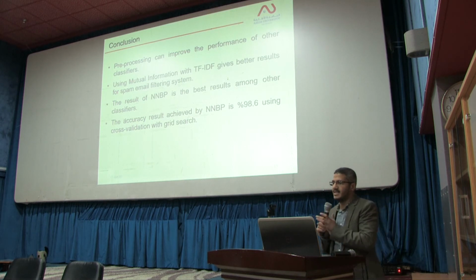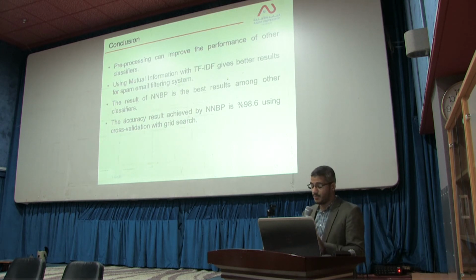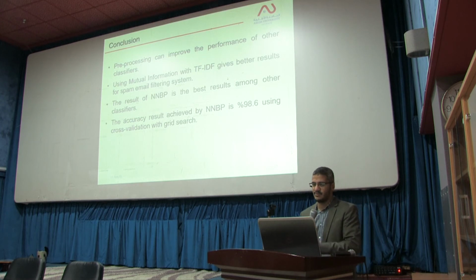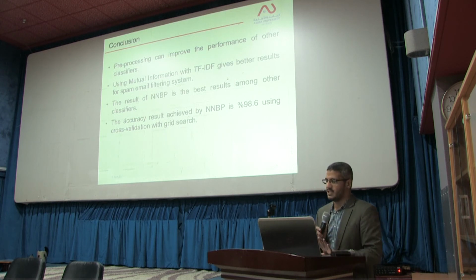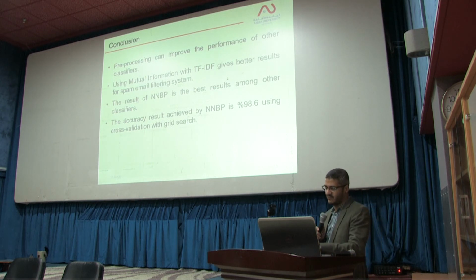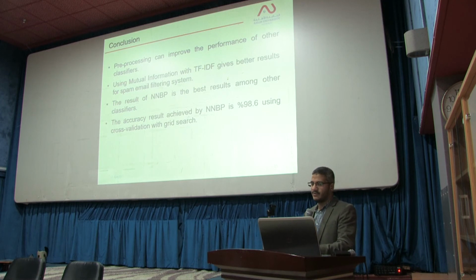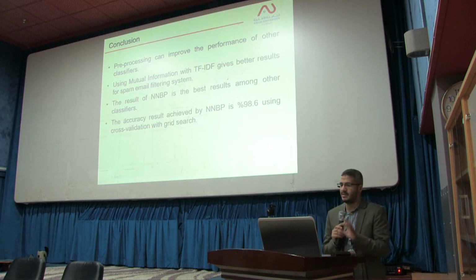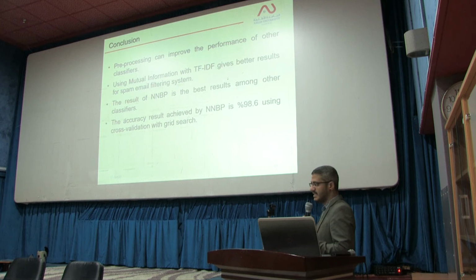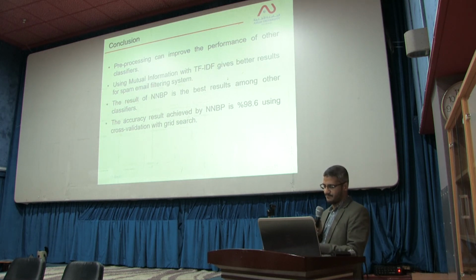Conclusion: pre-processing can improve the performance of other classifiers, meaning not only the backpropagation neural network. Using mutual information with TF-IDF gives better results for email spam filtering. The result of neural network backpropagation is the best among the other classifiers. The accuracy achieved by the neural network is 98.6 using cross-validation with the grid search.